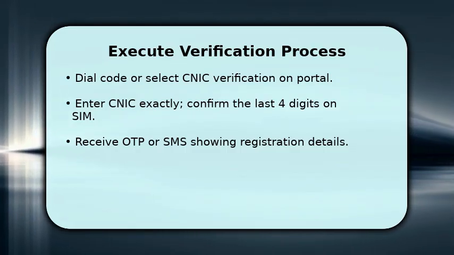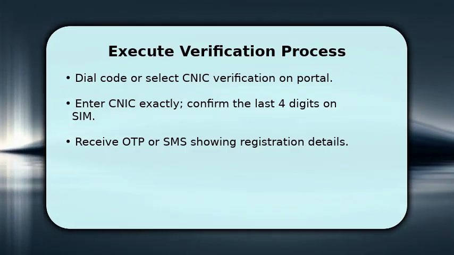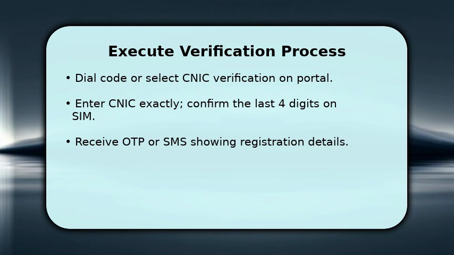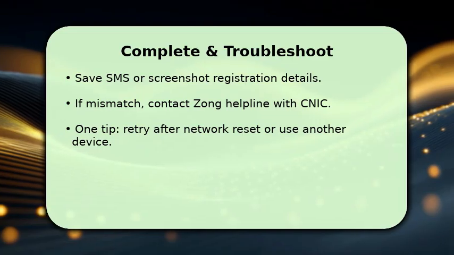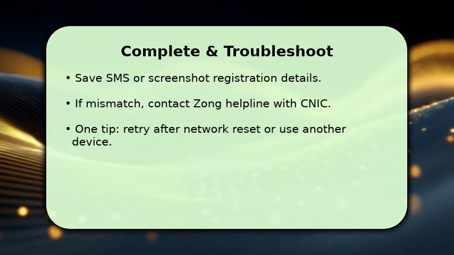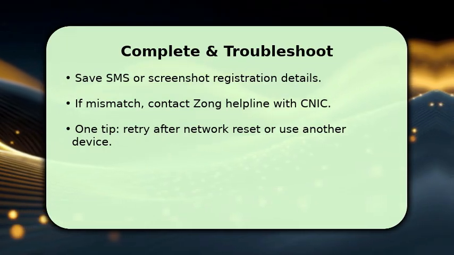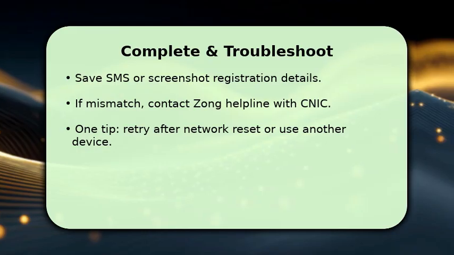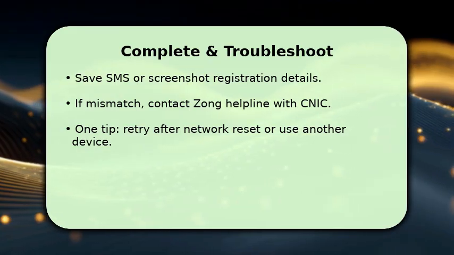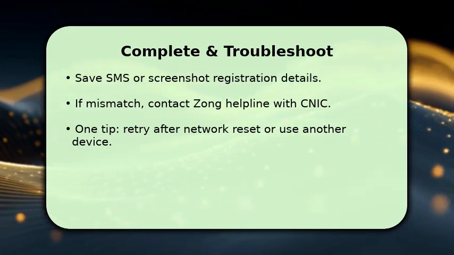If multiple SIMs exist under the CNIC, note each listed number. This shows all linked Zong numbers. To finish, save the confirmation SMS or take a screenshot of the portal page as proof of the linked number. If details mismatch or no number appears, call Zong customer service and provide your CNIC and verification attempt time. They can escalate for correction.